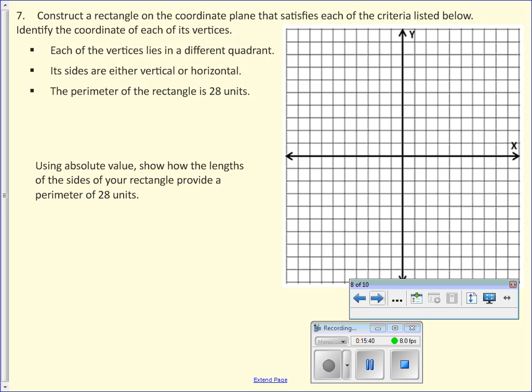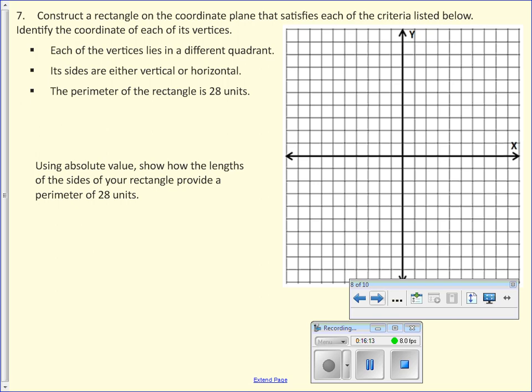Okay? So does that mean the origin is going to be in the center of our shape? In the middle somewhere? Yep. The sides are either vertical or horizontal. What that means is that it's made of all straight sides. We cannot have any angles like that. All of the sides are horizontal or vertical. The perimeter is 28.